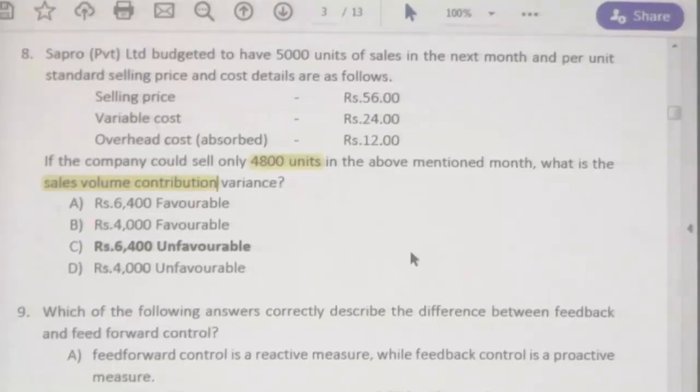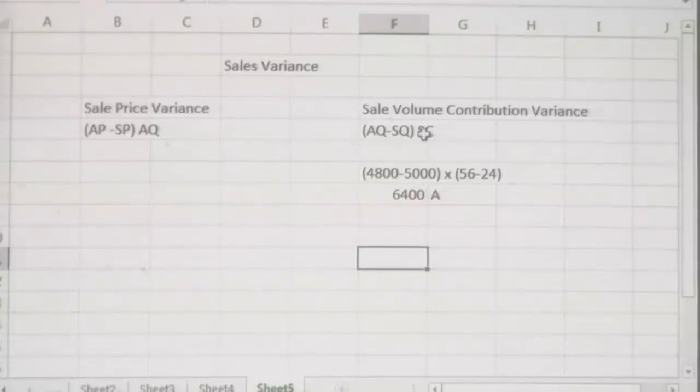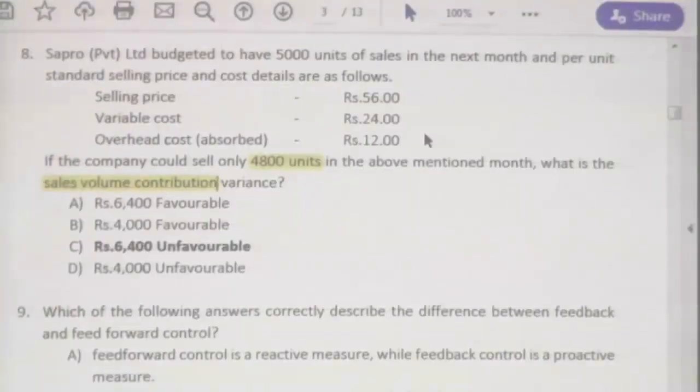6,400 units. Very important point, when you calculate contribution, you need to take its standard figures. You clearly know that you need to take its standard contribution here, right? Now when you get the standard contribution, you need to take standard selling price minus standard direct cost. Standard direct cost, that's why we have taken only 24. We cannot take 12 because 12 was absorbed cost.